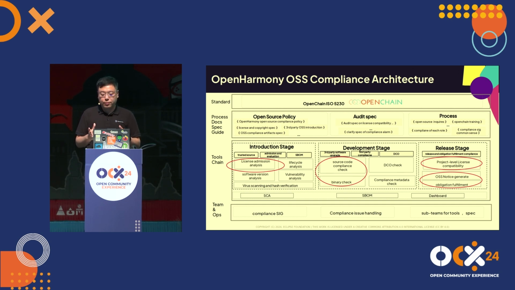Firstly, we focus on process documentation and specification. This includes establishing clear guidelines for contributors, auditors and others. Secondly, we build an IP compliance toolchain, particularly the part highlighted within the red circle. Those tools can help us efficiently manage license from the introduction stage to release stage. Lastly, we consider the team. This means training and equipping the team with necessary knowledge and skill to handle the license compliance issue effectively.